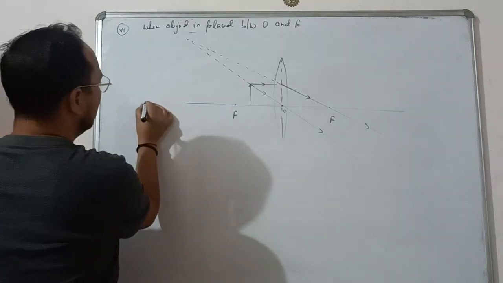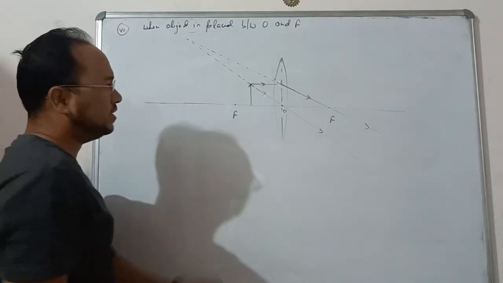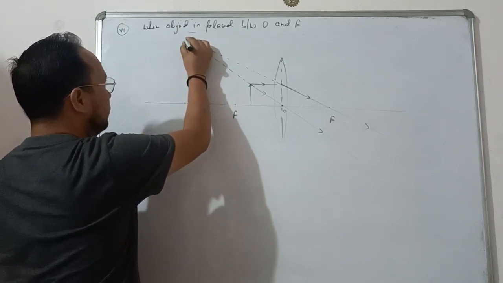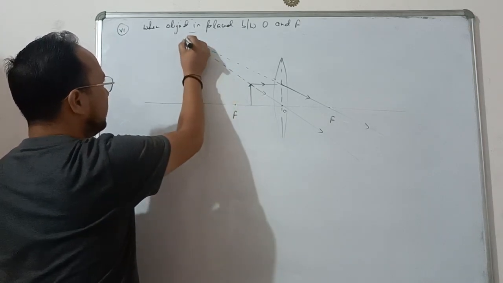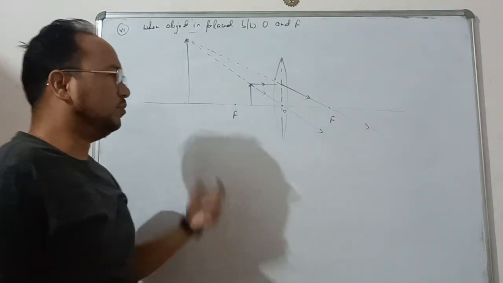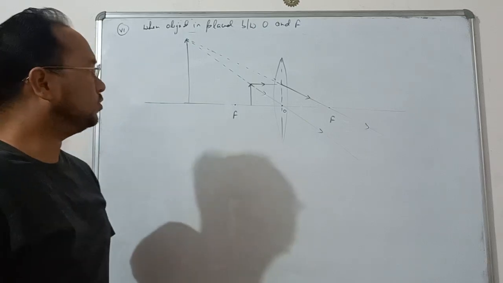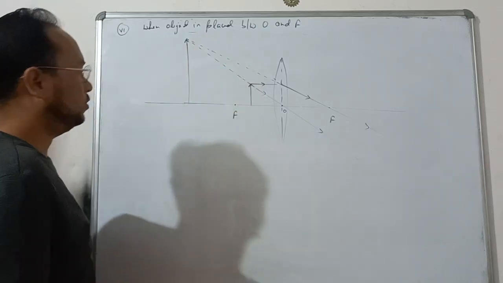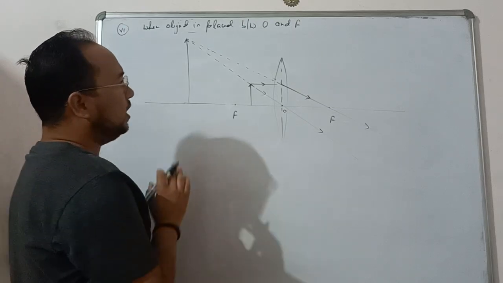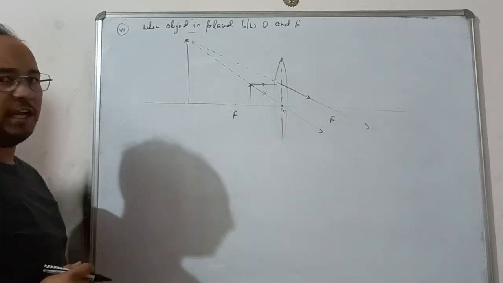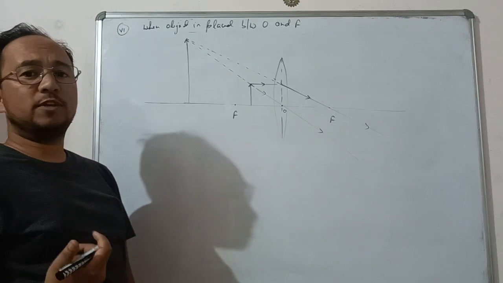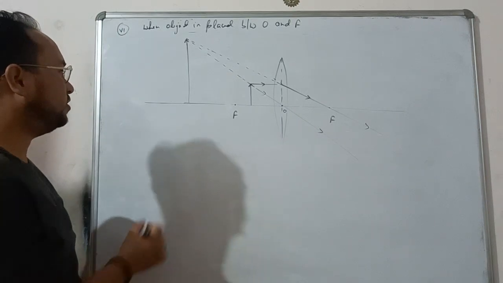So these rays are meeting at this point, but these are not real rays, these are virtual rays. We have to produce these rays backward to intersect them at a point, so these are virtual rays. So this is the ray diagram. As you clearly see, this is the only case where we got an erect image. And as you all know, an erect image is always virtual.